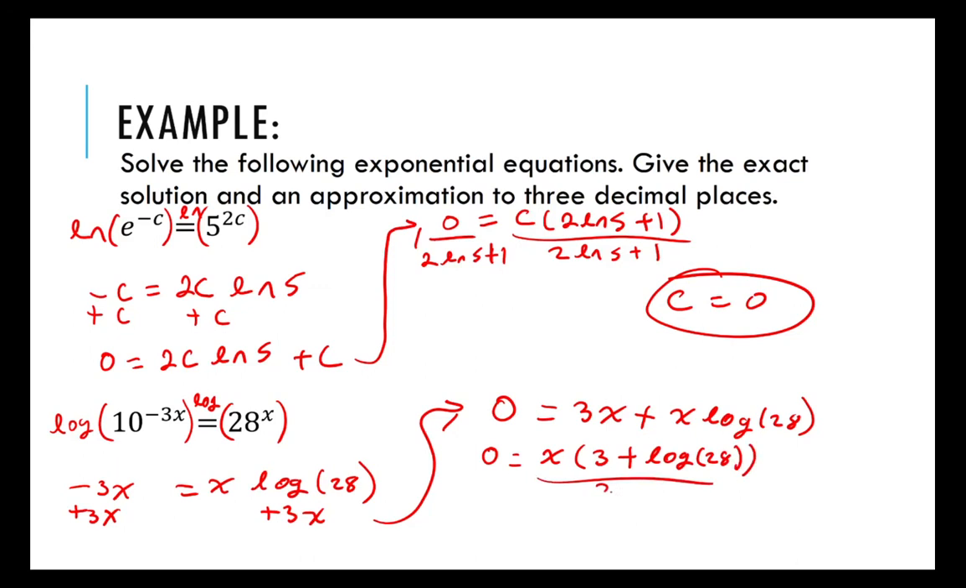Notice that then if I divide by 3 plus log of 28 on both sides, then I get 0 divided by a real number, which is then going to be 0, and so I get that x is equal to 0. Once again, you can check your solutions for this one, but if we check them, then we get 1 is equal to 1, and we're perfectly fine.